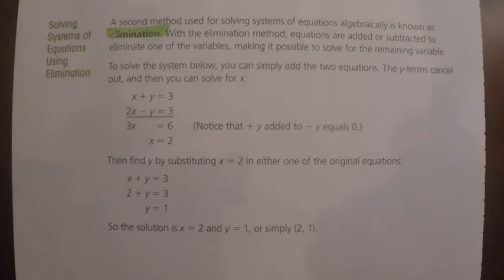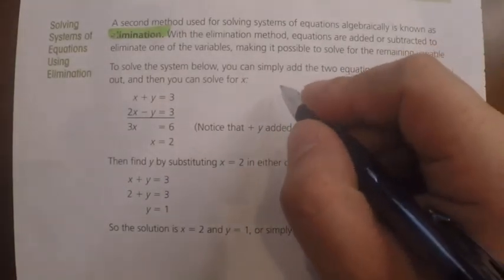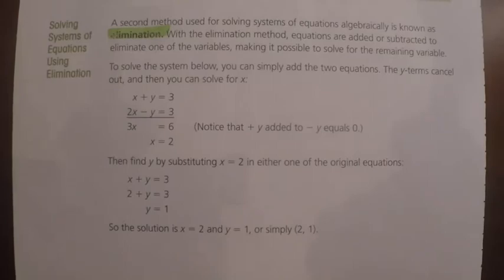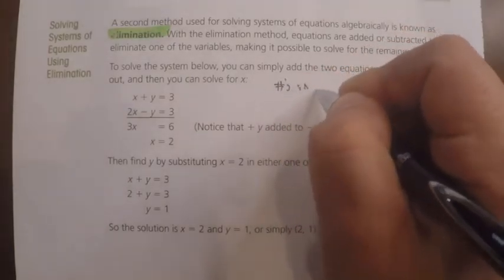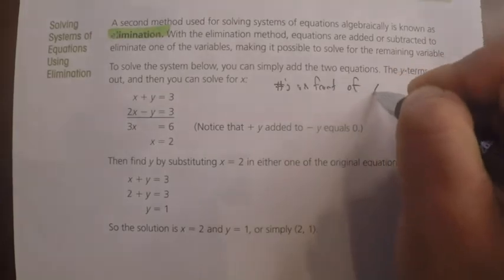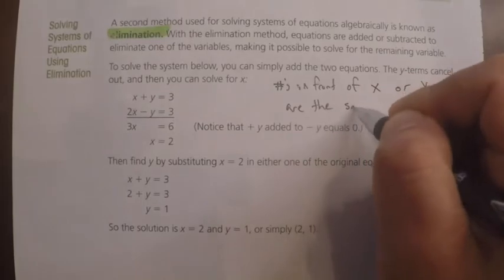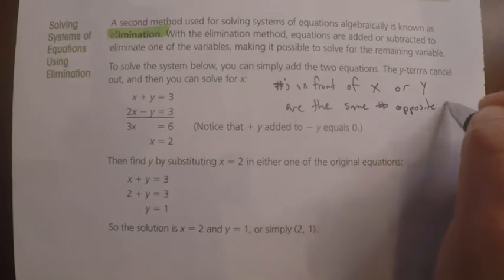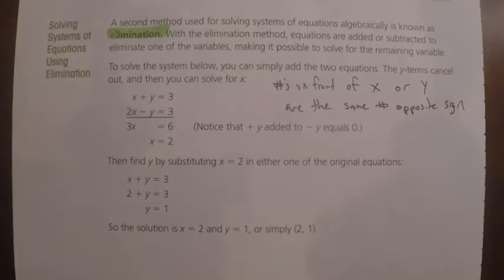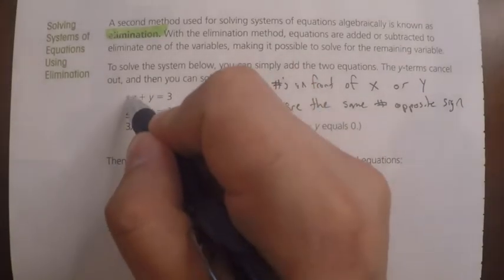So we use elimination when we have coefficients that are the same in front of a variable but opposite signs. So the numbers in front of either x or y are the same number, opposite sign. So one is positive, one is negative. So if we take a look here, the numbers in front of our x's, well, this is a 1 and a 2.